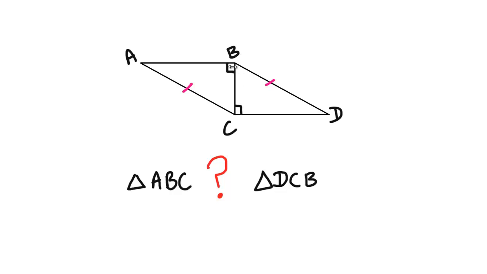Now if we look at side BC, we know that BC, this side here, is congruent to BC, and that's because of the reflexive property of congruence. Okay, so since we have the hypotenuse and a leg of this right triangle that are congruent to the hypotenuse and leg of this right triangle, then we can use the HL theorem to prove that these two right triangles are congruent.